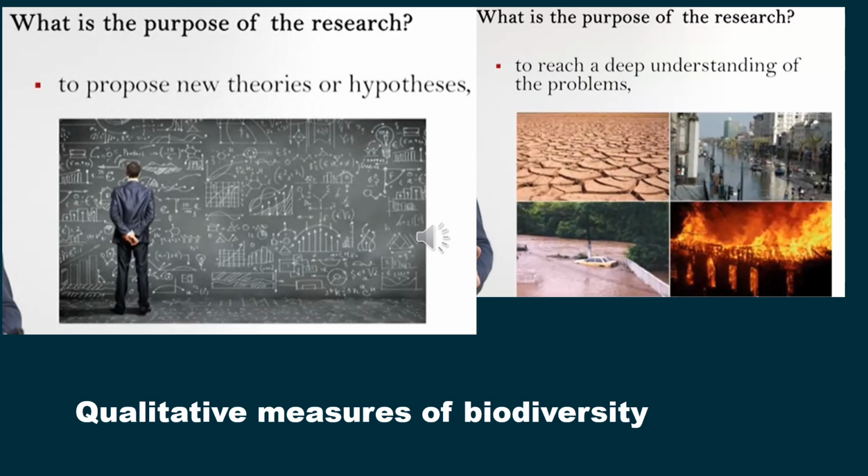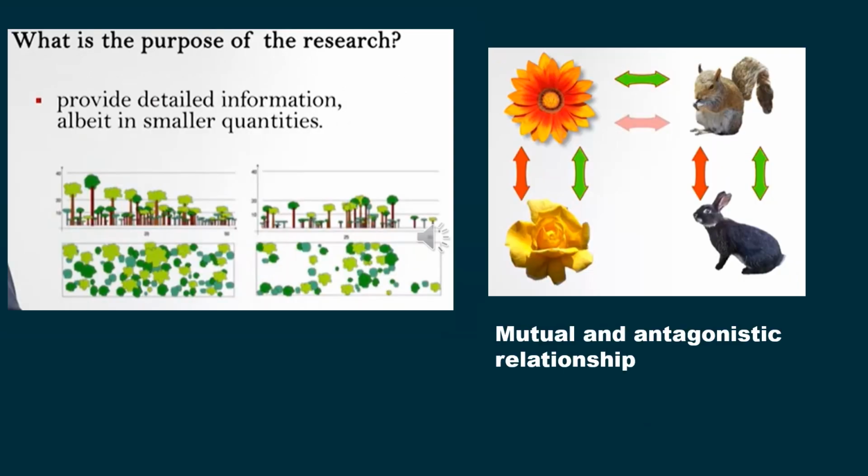In this type of study, where you want to describe any kind of relationship, if the aim is to try to reach a deep understanding of how species behave in a community and the role of biodiversity in the ecosystem, the qualitative analysis is very essential. The true purpose could be to provide detailed information, albeit in smaller quantities. Qualitative results certainly excel in gathering information in great detail.